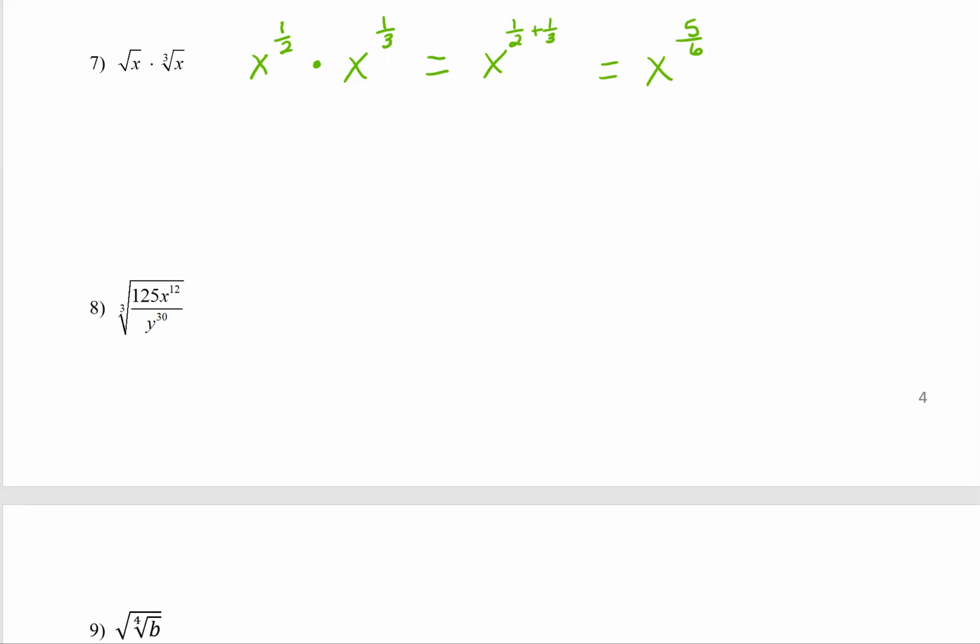So we are going to rewrite from radical notation. The square root of x is the same thing as x to the 1/2. Cube root of x, x to the 1/3. Your base is x. You're multiplying, so you add the exponents.